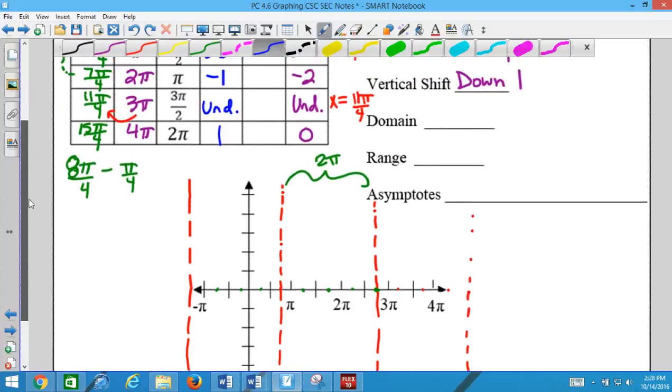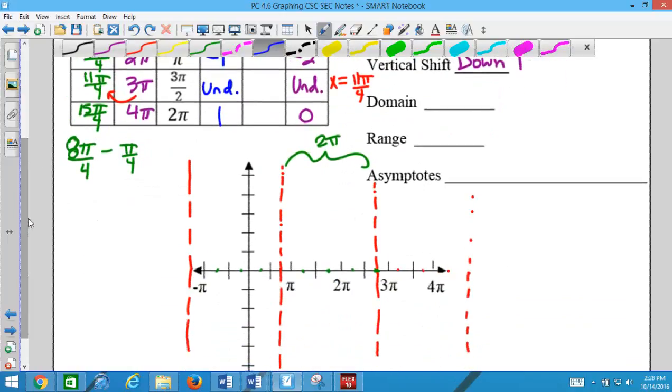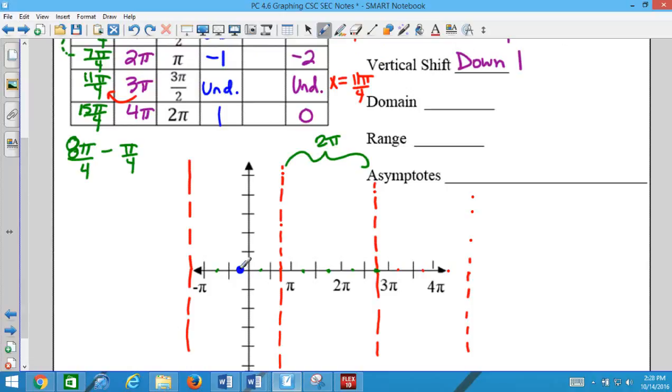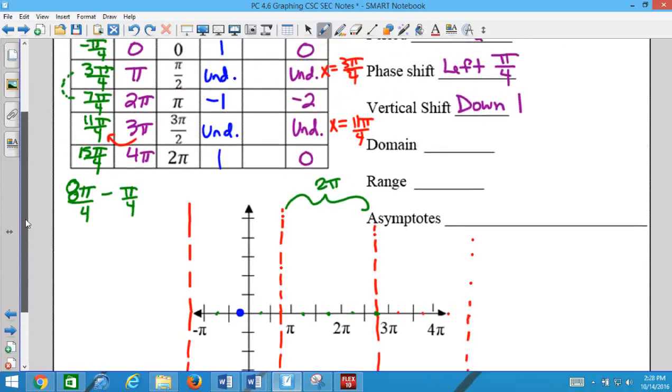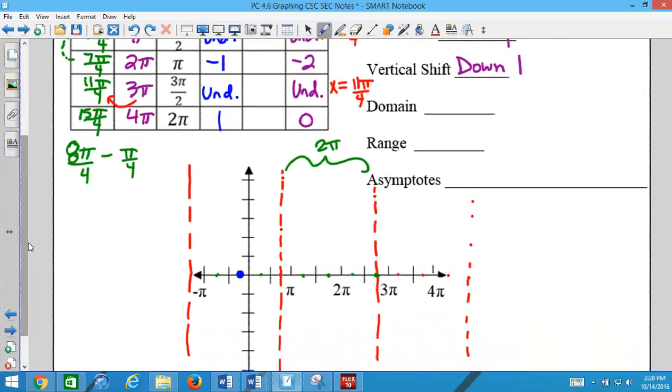See, where else do we have points? We have points at negative pi over 4, 0. Here. We've got 7 pi over 4, negative 2. And then 15 pi over 4, which is just shy of 4 pi, 0. And these go away from each other, so that's how I figure out which one goes up and which one goes down. So they're going away from each other.